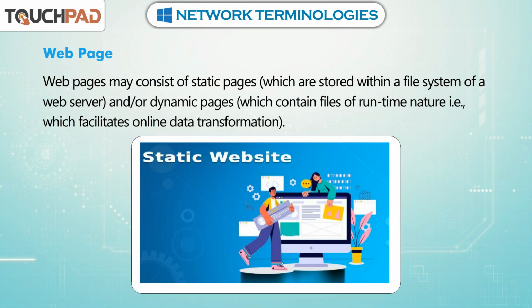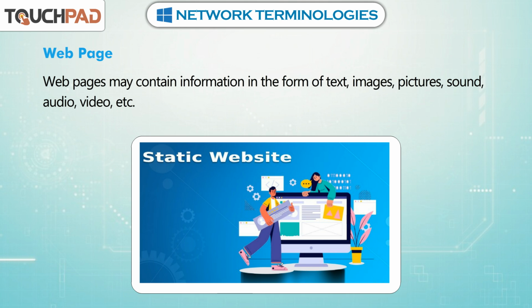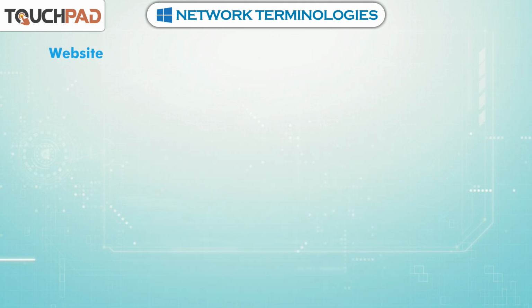Web pages may consist of static pages, which are stored within a file system of a web server, and or dynamic pages, which contain files of runtime nature, that is, which facilitate online data transformation. Web pages may contain information in the form of text, images, pictures, sound, audio, video, etc.